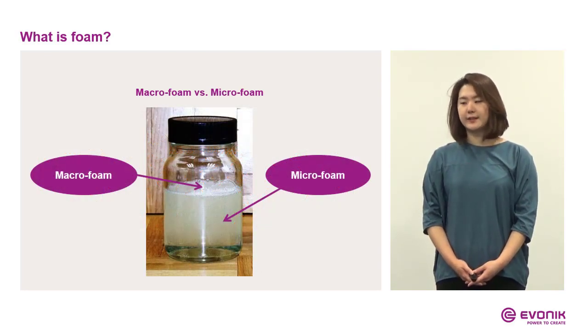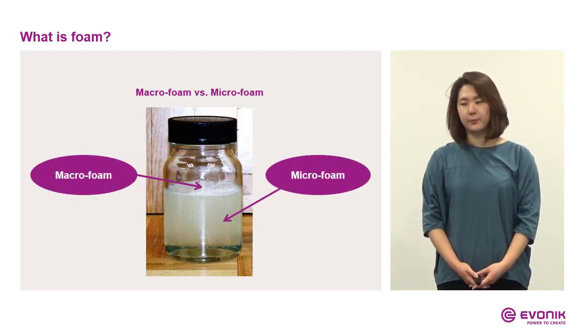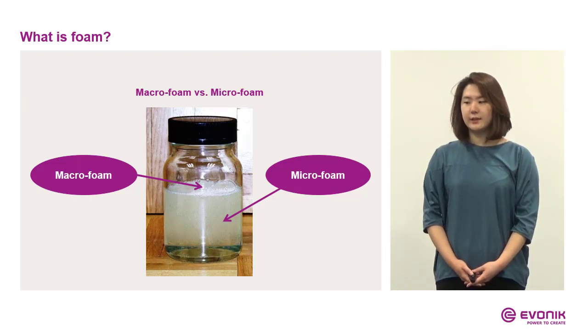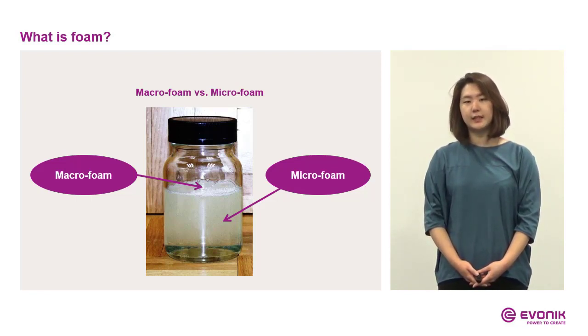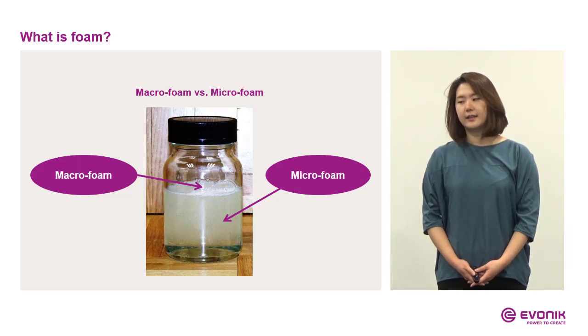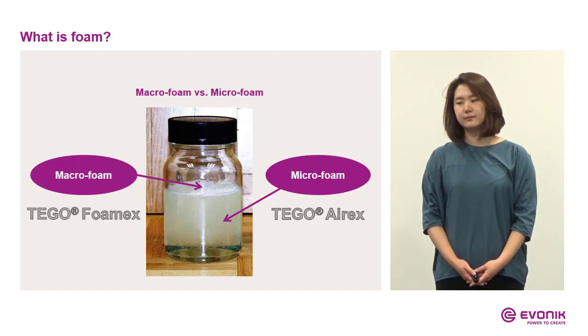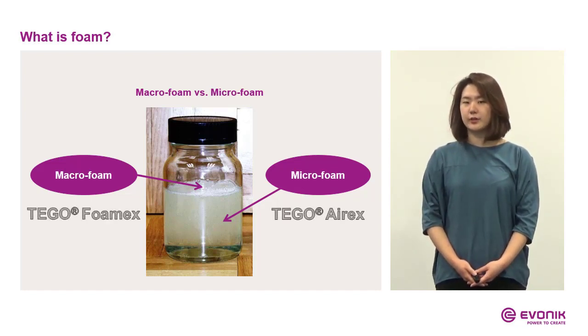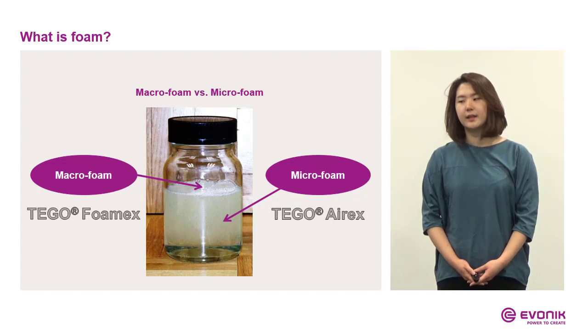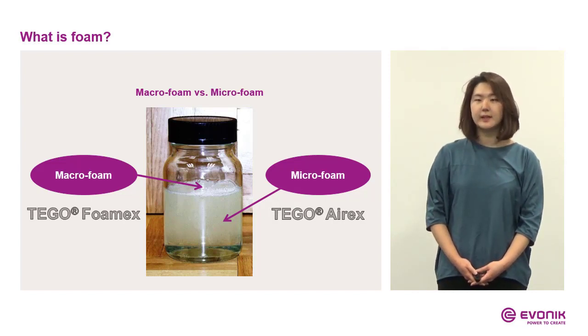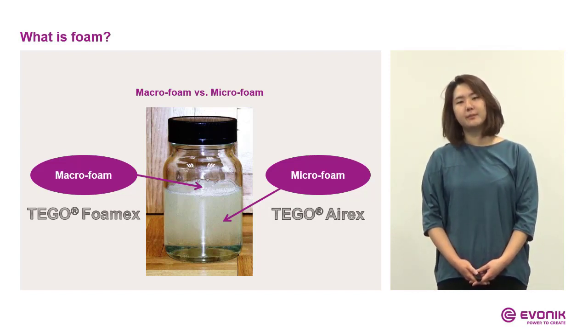Here's a real-life example of microfoam and macrofoam. On the left side, you see macrofoam on the surface of the liquid, and inside the liquid, you see microfoam, the smaller bubbles, inside the coating film. And these are usually combated by our TEGO Airex for macrofoam, bigger bubbles, and for smaller bubbles, microfoam, the TEGO Airex.